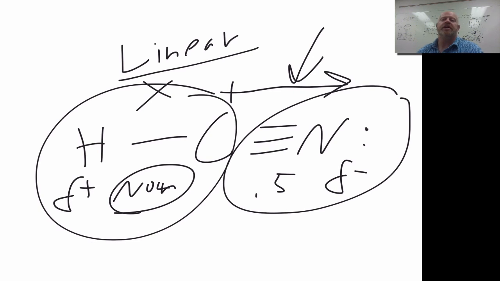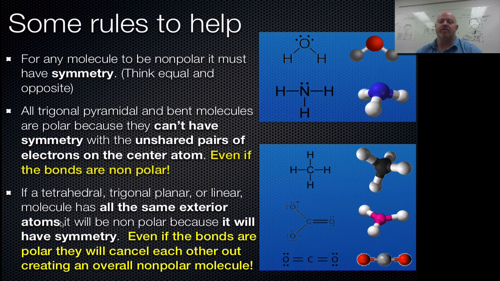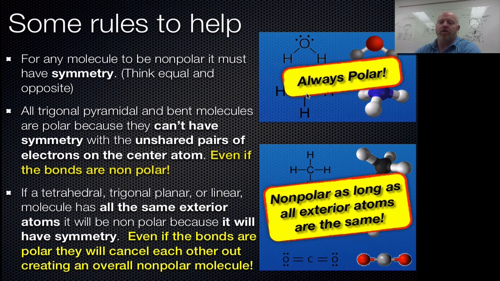So you see an example where you have a linear molecule, or something that could be planar or tetrahedral, that would not be symmetrical. So the idea here is you're looking for those same exterior atoms to make things equal and opposite in their pulling. Okay, so take-home message: if you are bent or pyramidal, you are always polar. If you are tetrahedral, planar, or linear, you are nonpolar as long as all exterior atoms are the same. That will really help you in terms of these decisions.